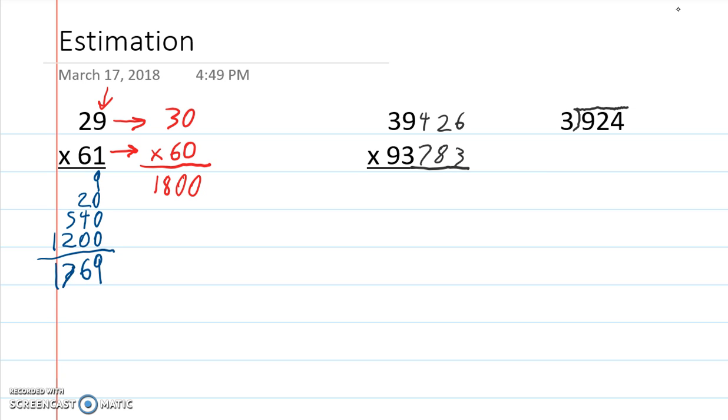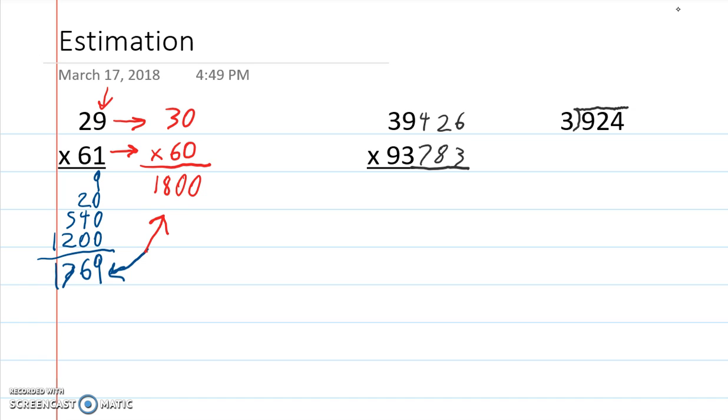Okay, wow, look at how close these two numbers are. We've got 1769, and we've got 1800. That is very close. The numbers are off by about 31. So that's really, really close.